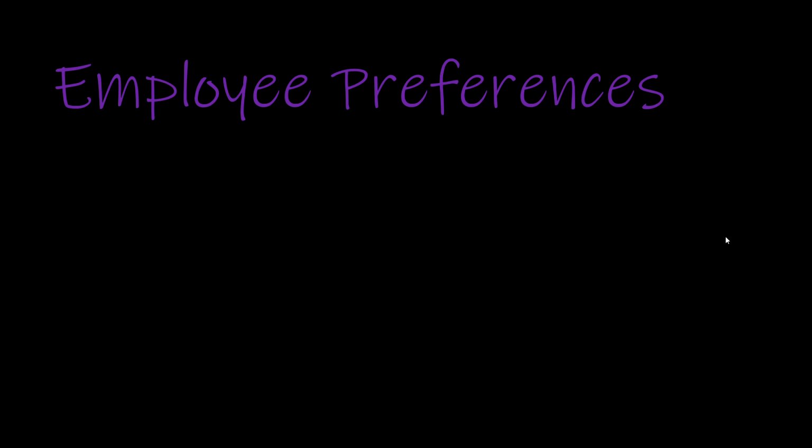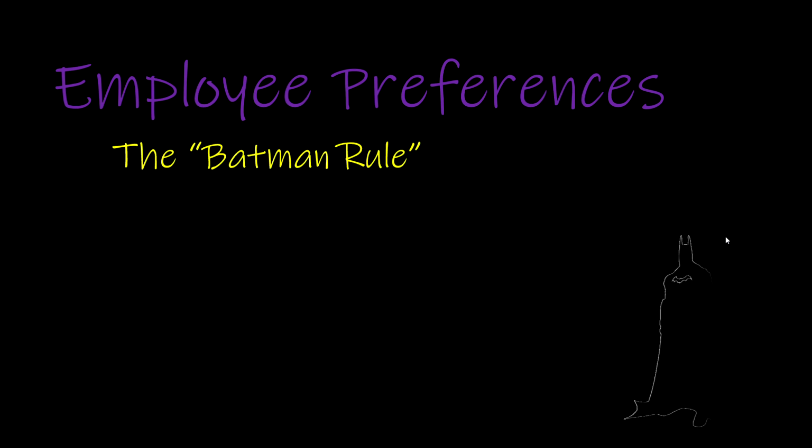And finally, we're going to close with employee preferences. What I'm going to do here is introduce something that I call the Batman rule. The Batman rule is pretty simple. Batman is pretty awesome, but he's not always the best team player. Batman works very well individually. He doesn't like to be told what to do by other members of a team. He can from time to time partner with the Justice League or partner with Superman. Occasionally he has a sidekick, but Batman typically works best alone.